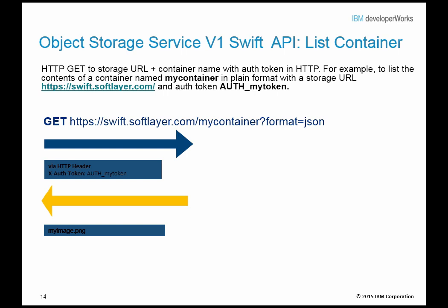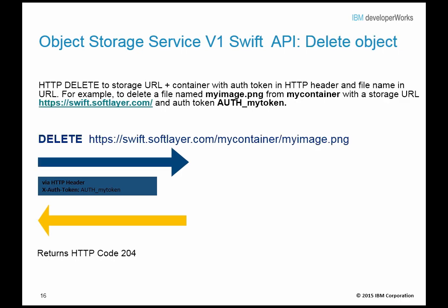Downloading files is done via an HTTP GET. The storage URL and auth token returned from the authentication operation are used in a GET operation that also includes the container name in the URL followed by the file name. The contents of the file are returned if the request is successful. Deleting files is done via an HTTP DELETE. The storage URL and auth token returned from the authentication operation are used in the delete operation that also includes the container name in the URL followed by the file name, similar to the previous examples. A 204 HTTP code is returned on success.